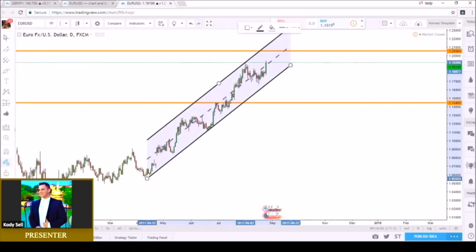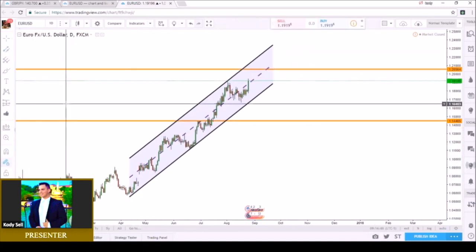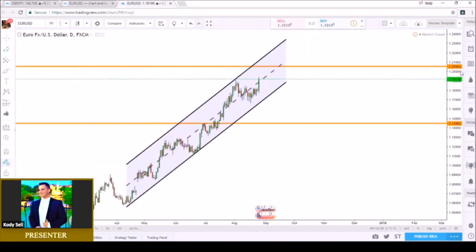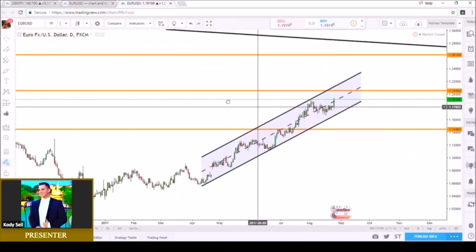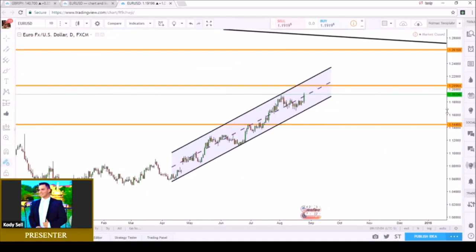All right, nice and clear channel heading up here on the daily. Clear image of what that looks like, but see if there's anything else that's relevant on the daily here. Let's see.